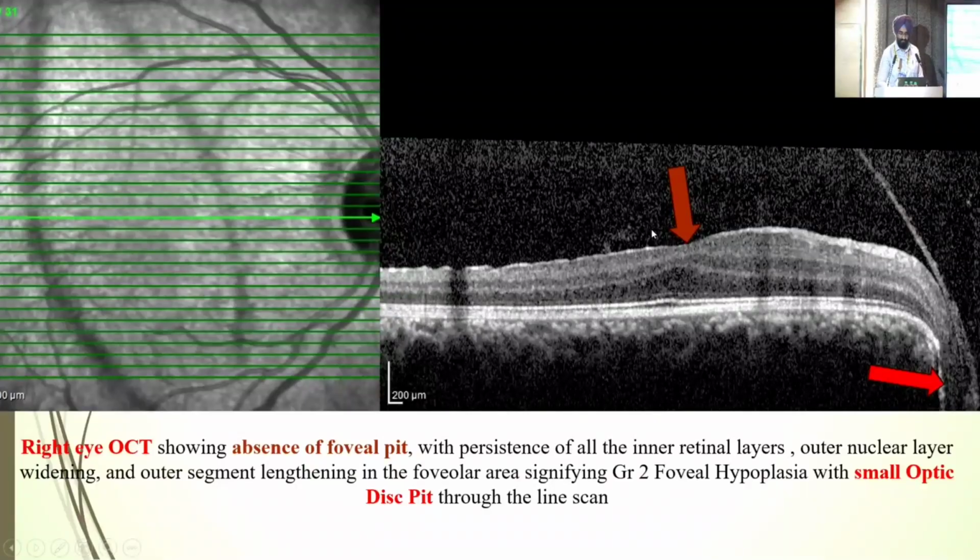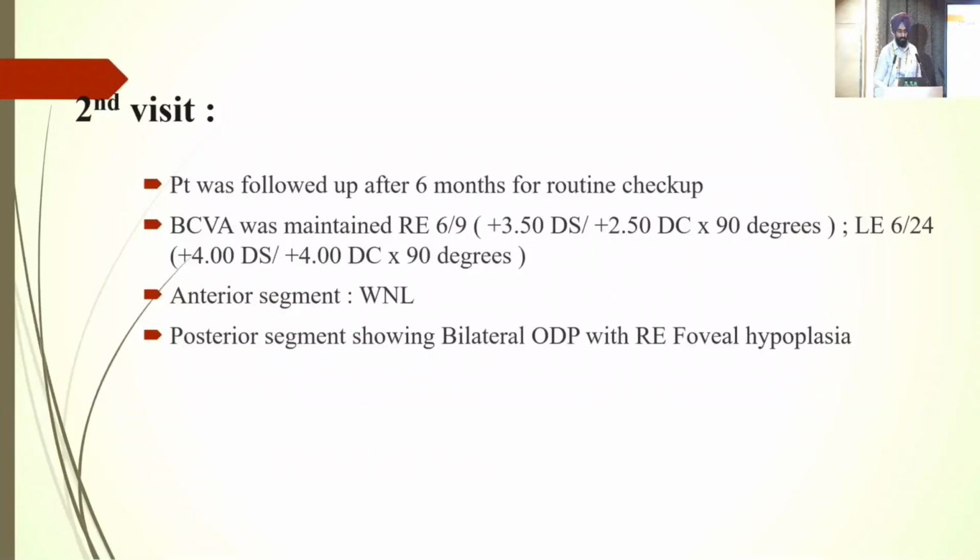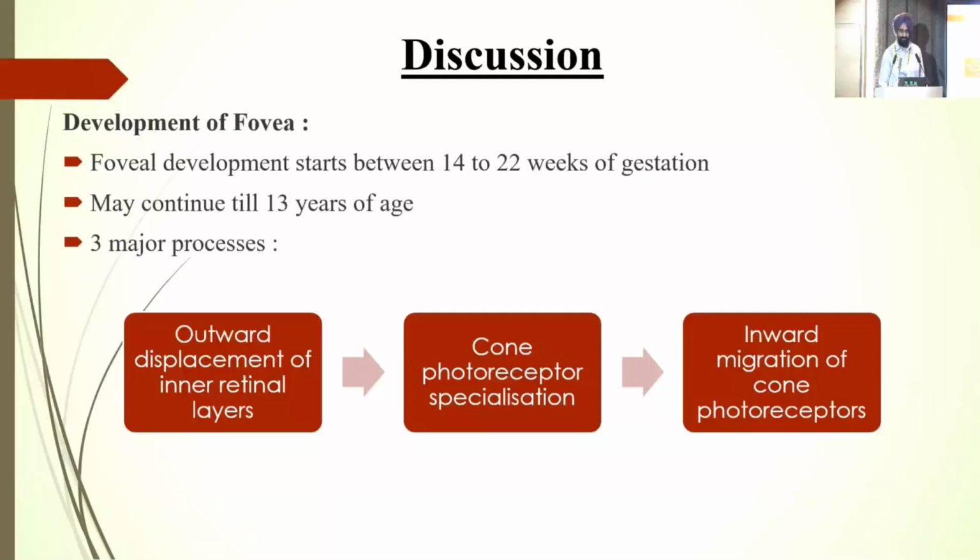The right eye OCT again showing an absence of foveal pit with persistence of the inner retinal layers. The cone widening is present, outer nuclear layer widening is present. So it was a grade 2 foveal hypoplasia. The left eye was normal. We followed up after 6 months. She maintained the visual acuity with the similar diagnosis.